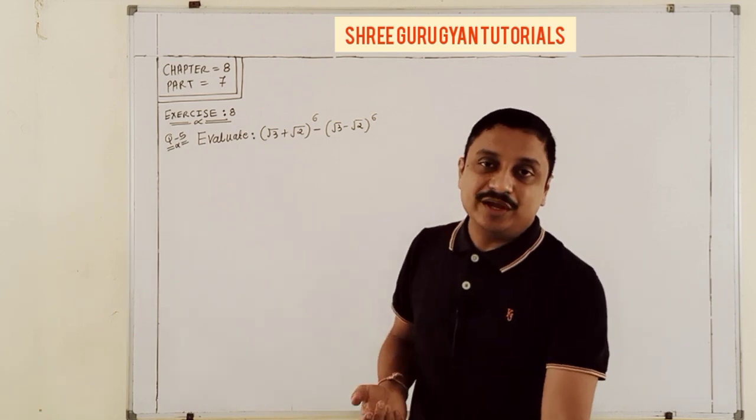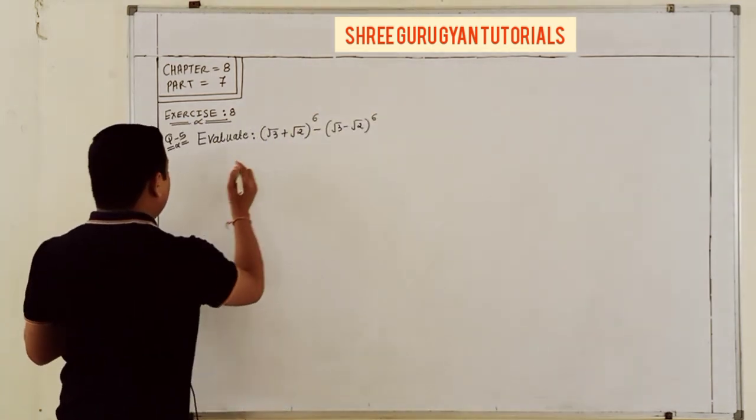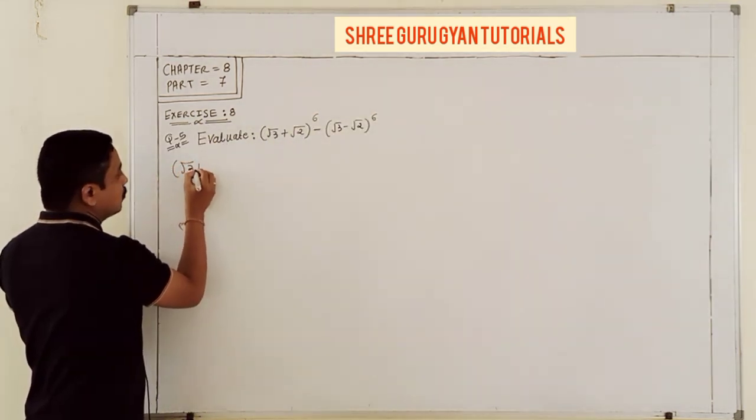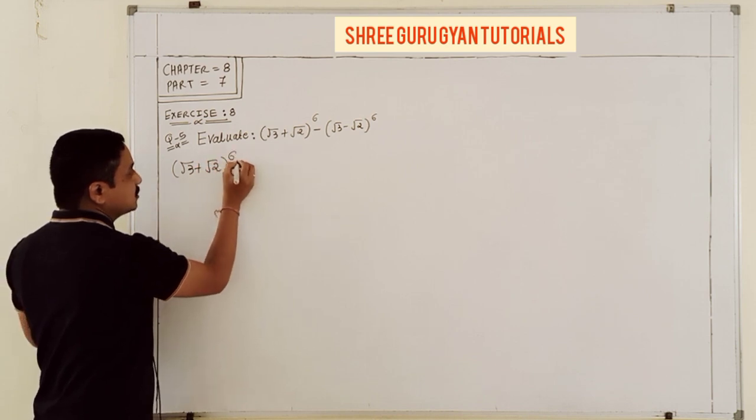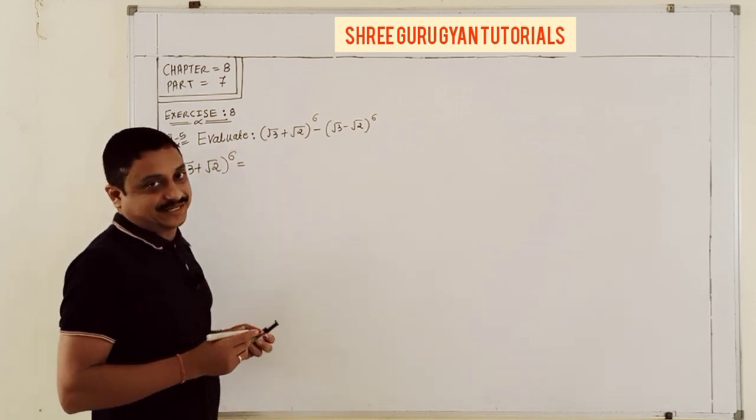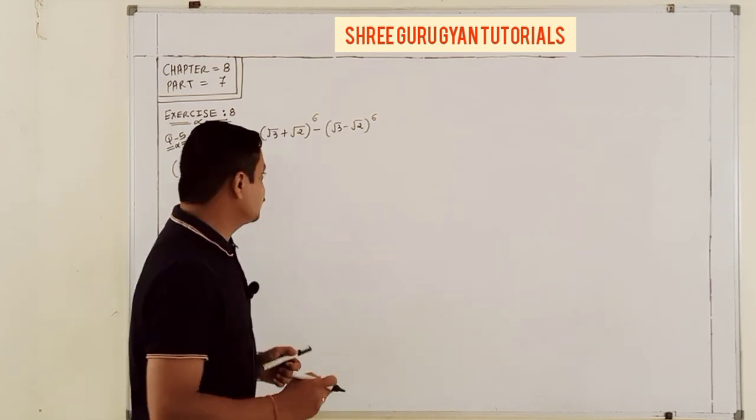So students, here I am going ahead one by one for (√3 + √2)^6. So students, we go ahead.